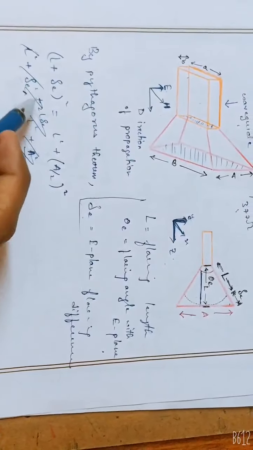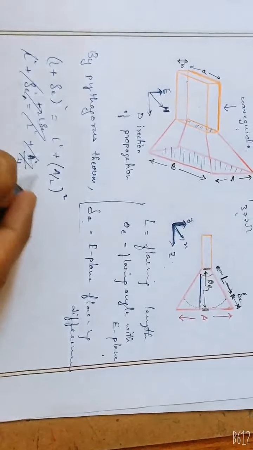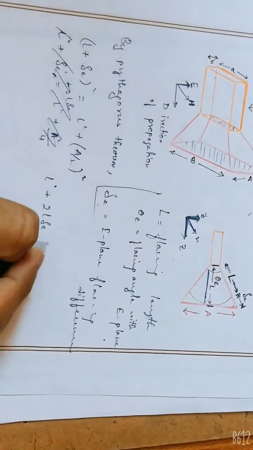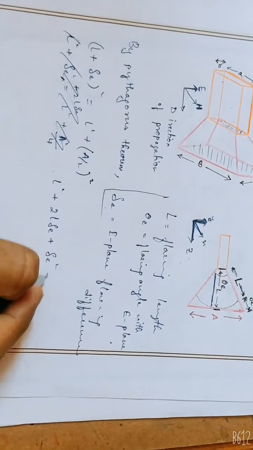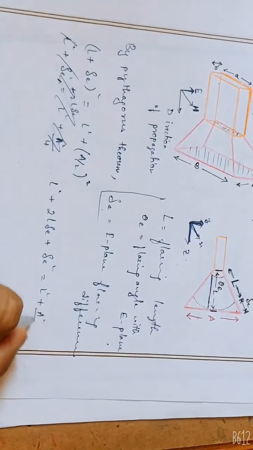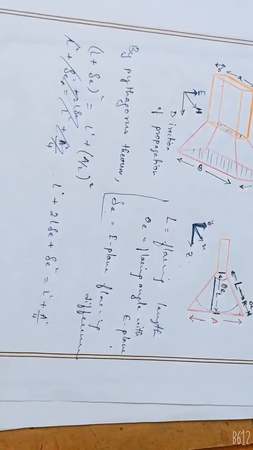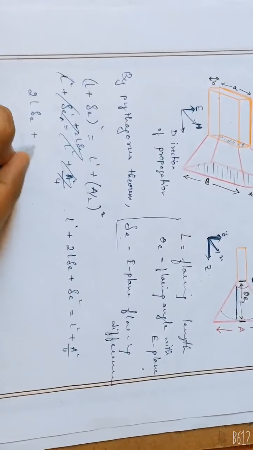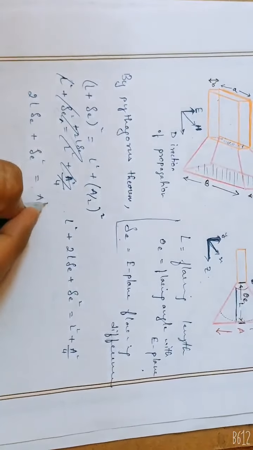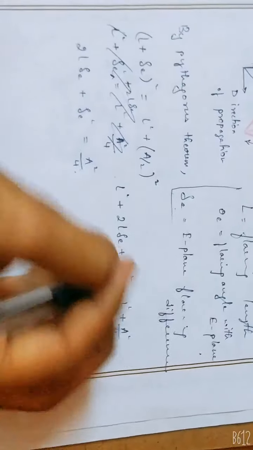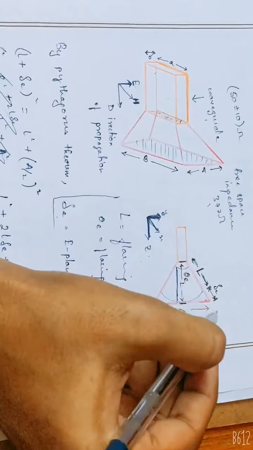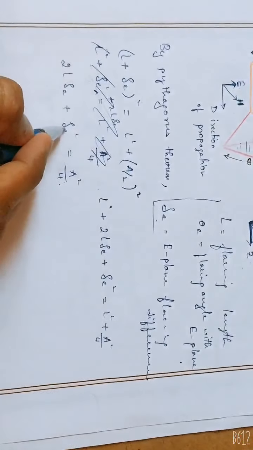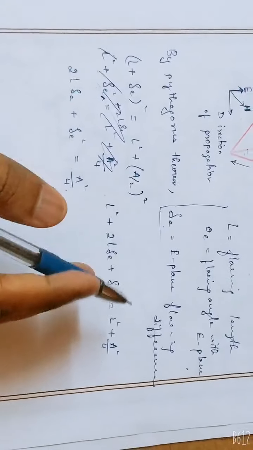So by the Pythagoras theorem we got this, and by opening all the brackets we will get L square plus 2L delta E plus delta E square equals L square plus A square by 4. If we cancel this L square, we will get 2L delta E plus delta E square equals A square by 4. Here, if delta E is small, delta E square is very, very small, so we can neglect this delta E square.